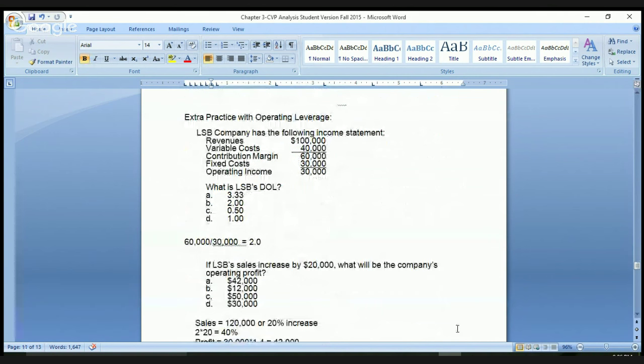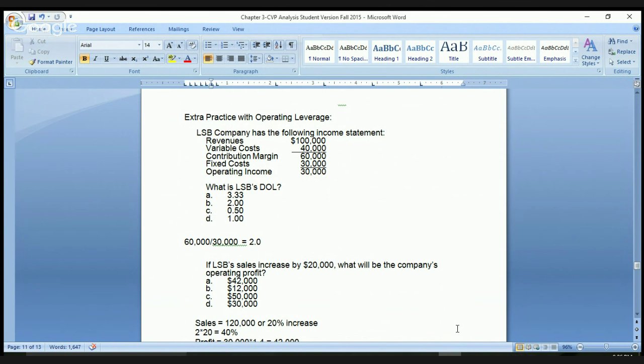So let's talk a little bit of practice with the operating leverage. We have LSB Company, which has the following income statement. Their revenues are 100,000, variable costs are 40,000, contribution is 100 minus 40, which gives me 60, fixed costs are 30, and operating income is 30, because 60 minus 30 gives me 30.